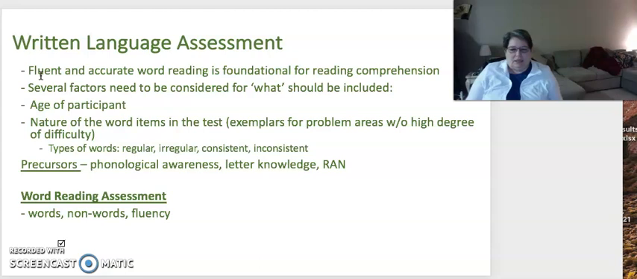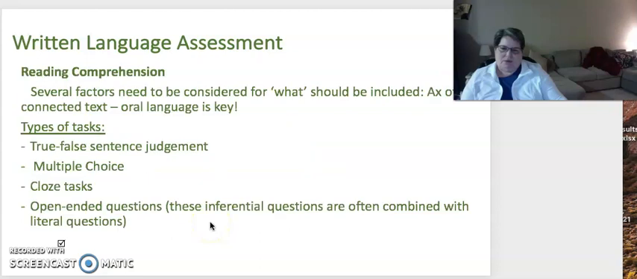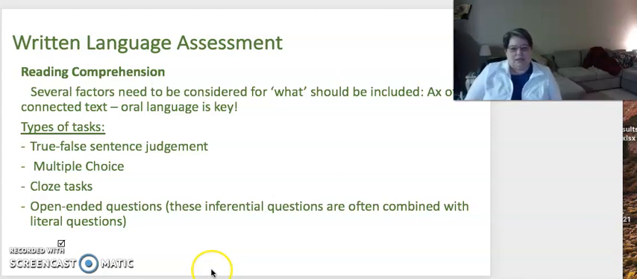And then fluency is looking at the automaticity of reading. How well can they read words automatically, like see them and say them? We do that by timing how long it takes them to read a passage or a list of words, and dividing by the number of words that they read. All right, and then in terms of reading comprehension, we see several factors that need to be considered for what to include. Oral language is key, of course, for comprehension. And then there are different types: true-false sentence judgment, multiple choice, cloze tasks, and open-ended questions.